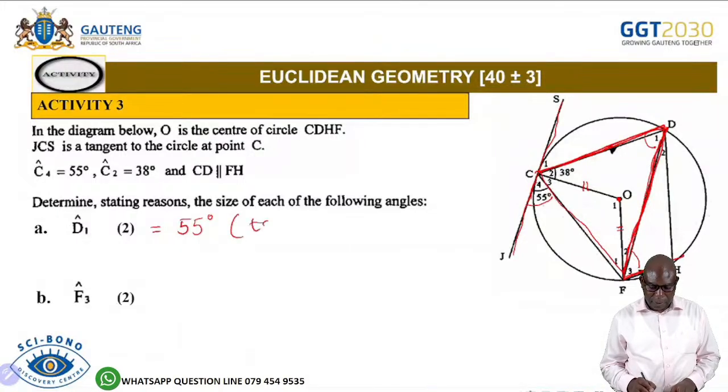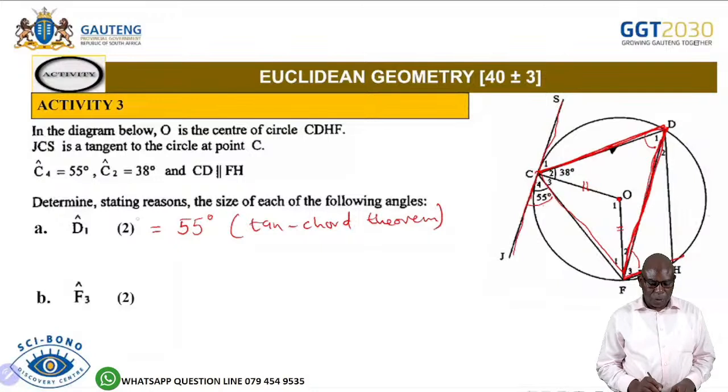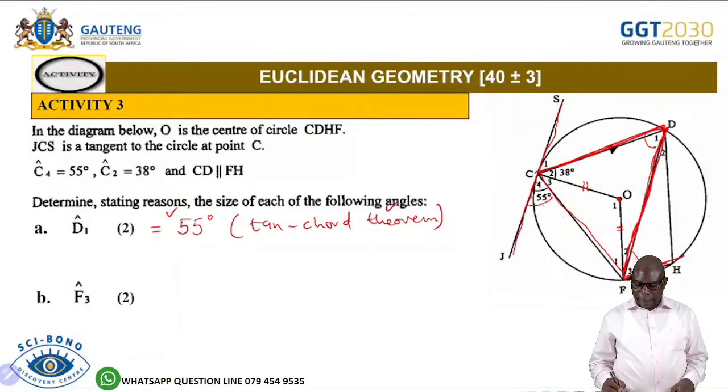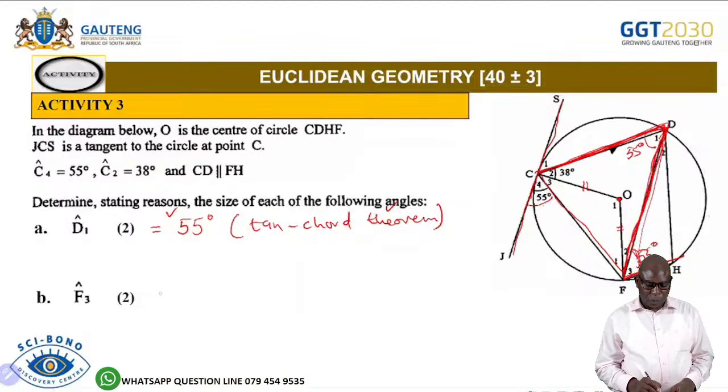The reason will be tan-chord theorem. So you must write it like this. Okay, so it's 1 mark for the 55, 1 mark for the reason. F3, let's go to F3 now. F3 already, can you see? I know this one is 55. F3 is that angle there, so that one will also be 55. So no problem here, this is 55, but now the reason is different. So it will be alternating angles.